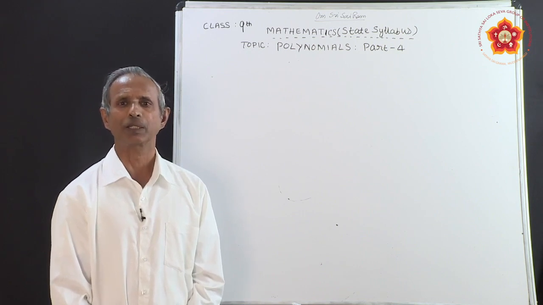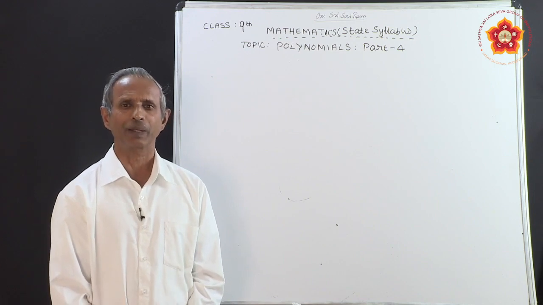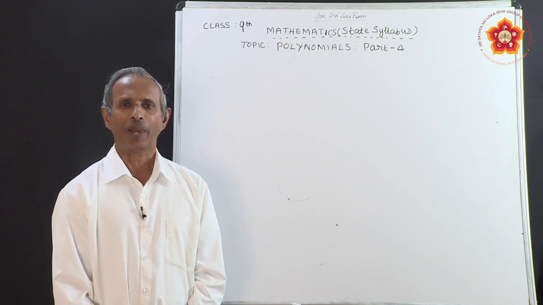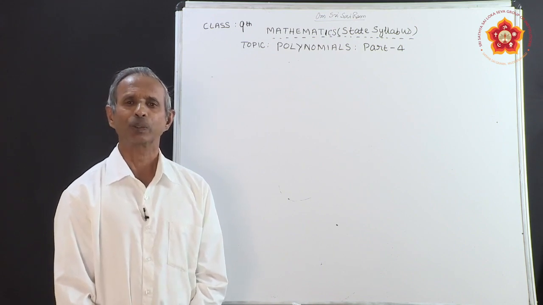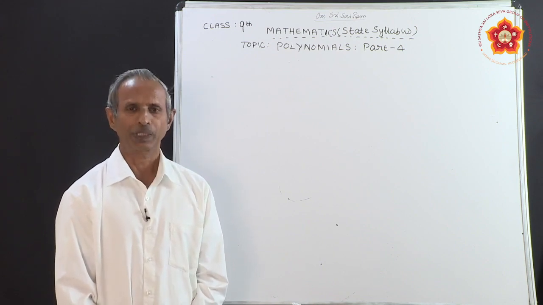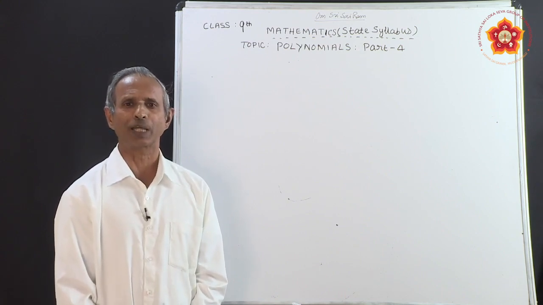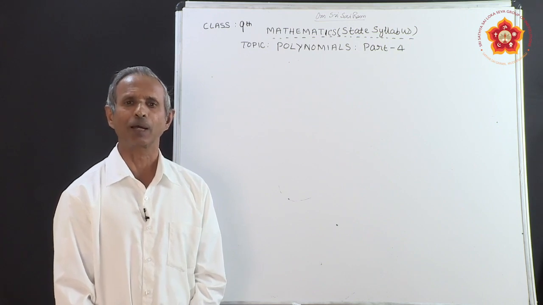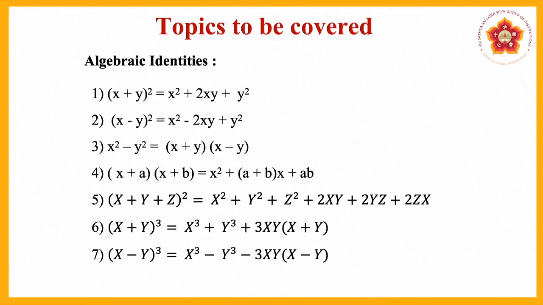Today's topic is polynomials part 4. In the previous session, we learnt the factor theorem and how to factorize polynomials using it. Today, we will discuss algebraic identities, how to use them to find the product of polynomials, and how to factorize using the identities.